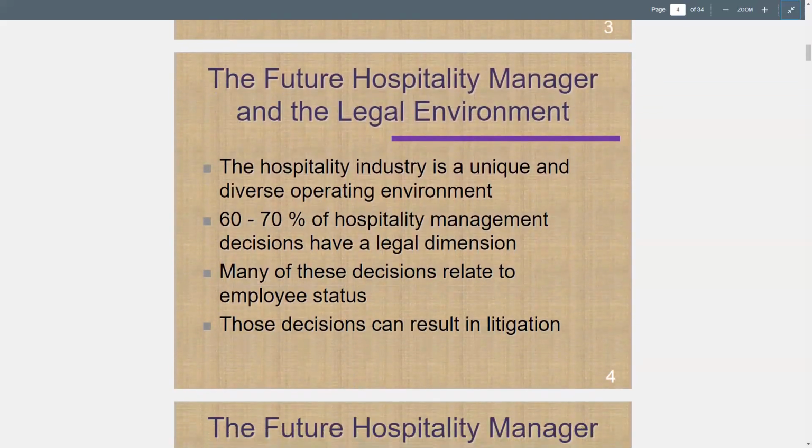The hospitality industry is fraught with the potential for legal problems. Part of the reason it's fraught with it is that there's just so many different people involved. Think about in a hotel the different roles that people have. You have the people who maintain the building, the landscape keepers and the repair people.